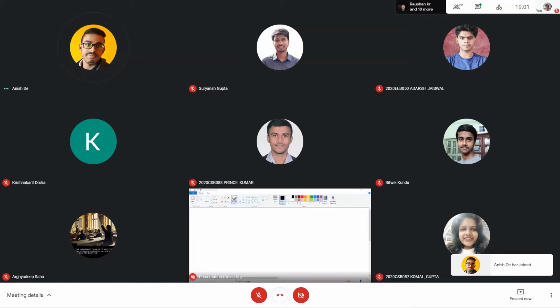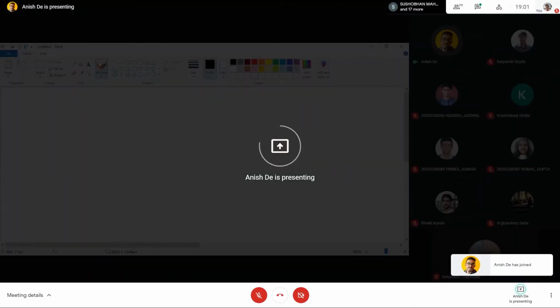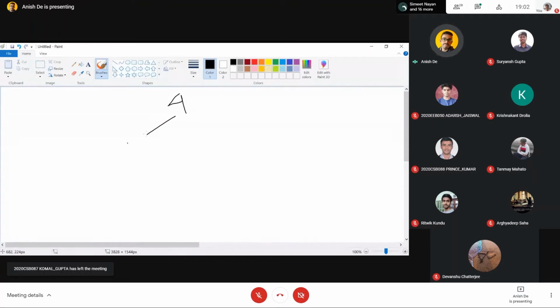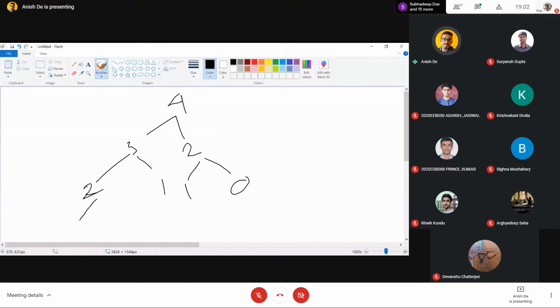So we were seeing that for n equals to 4, how many times will the function be called? For n equals to 4, we have to first call it for 3 and for 2. For 3, again we have to call for 2 and 1. For 2, we have to call it for 1 and 0. For 2 again, we have to call it for 1 and 0. So this 1 and 0 are the base cases, we don't have to call again.